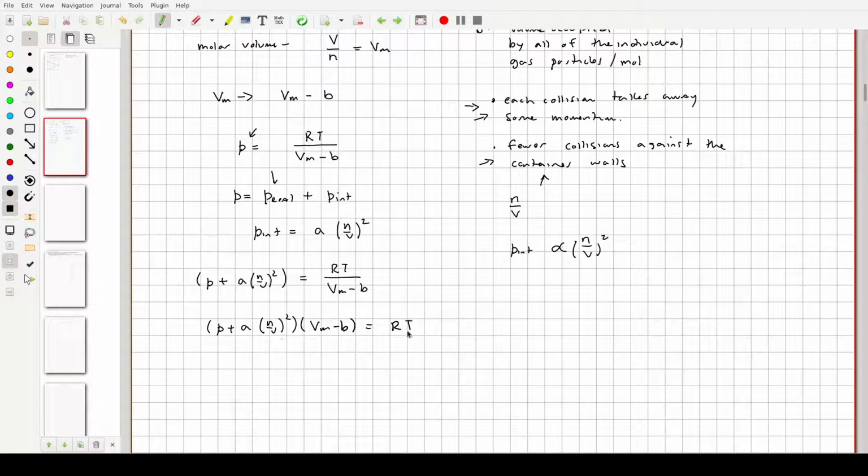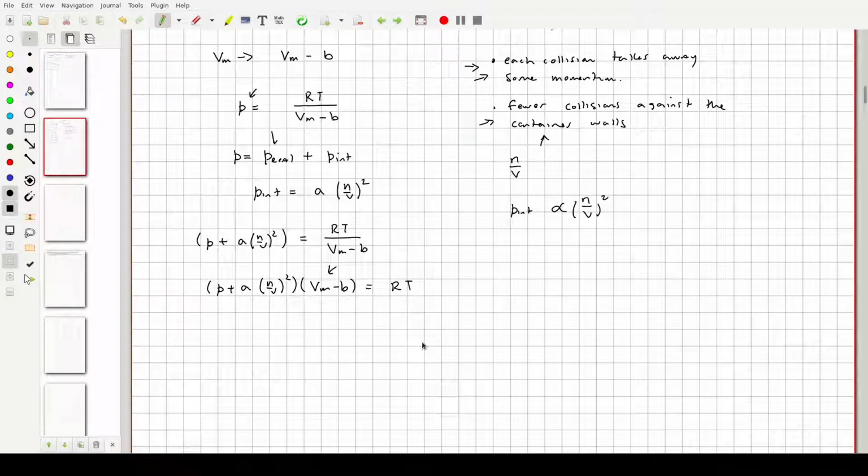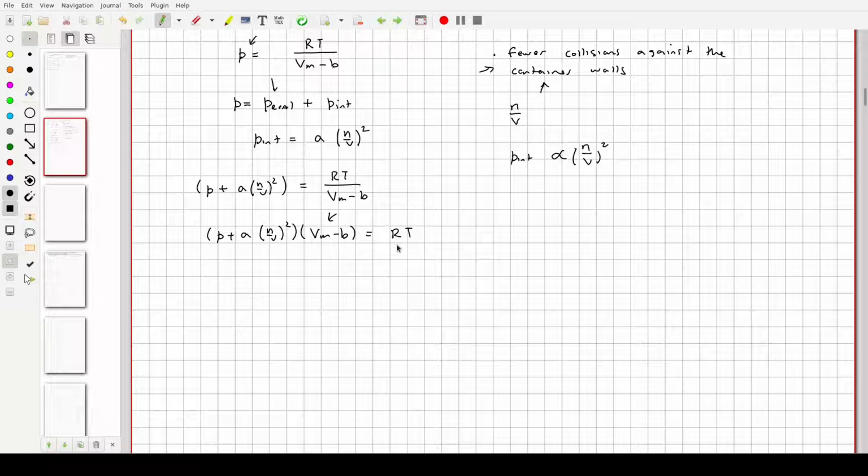Now I want to multiply both sides by N, the number of moles. And I specifically want to pull the N into these two right here. You'll remember up here that the molar volume is V over N. So if I multiply this by N, I get the original volume back. And that puts an N beside this. It also puts an N out over here. So we have P plus A N divided by V squared, sorry about that, times V minus B times N is equal to nRT.